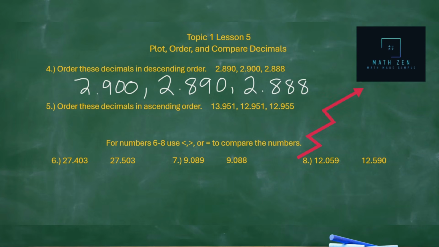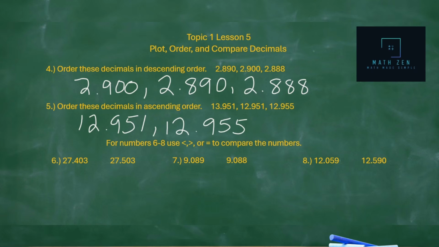Moving on to number 5, it says order these decimals in ascending order. That's the opposite. It means to go from smallest to biggest. So in this case, the smallest one that we have for that is 12 and 951 thousandths. The next one should be 12 and 955 thousandths. And finally, our largest one for that one is 13 and 951 thousandths.